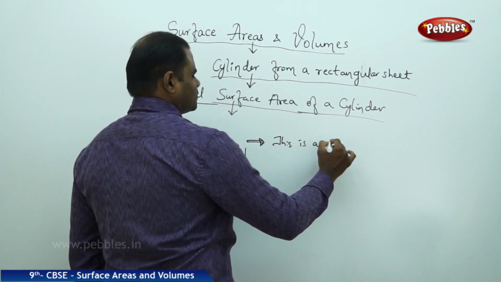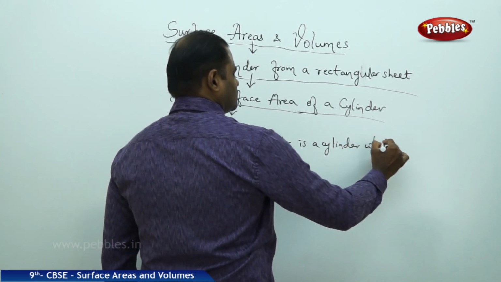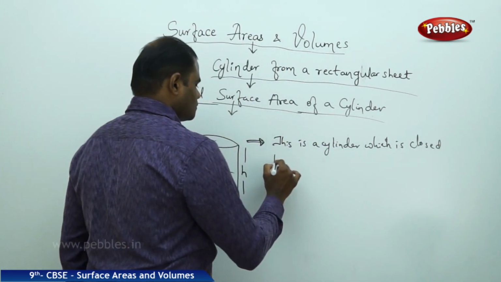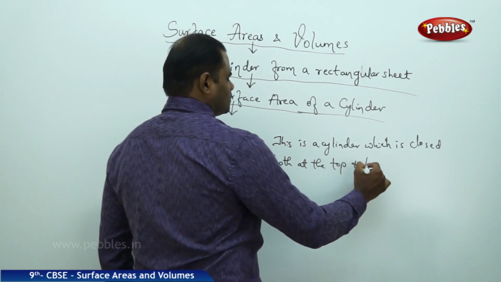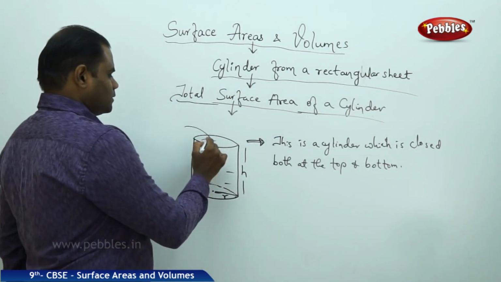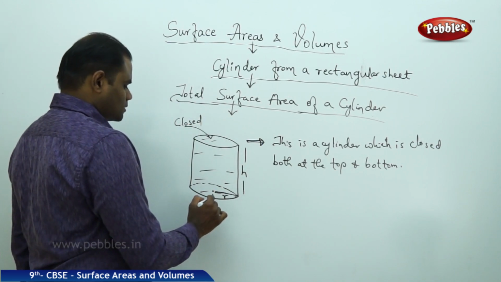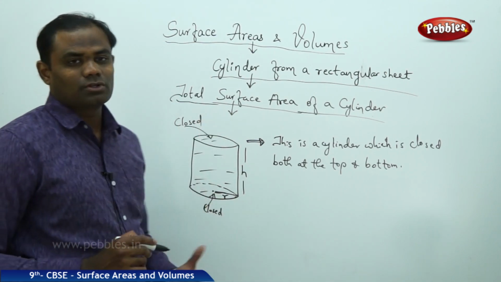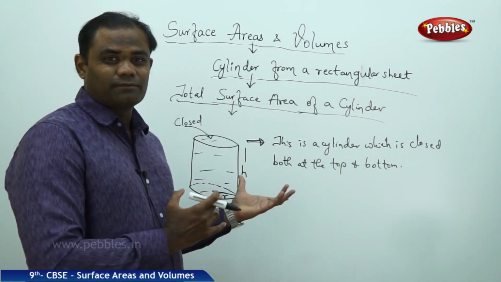This is a cylinder which is closed both at the top and bottom. So here it is closed at the top and even down the cylinder is closed. So a cylinder which is closed on the top and bottom. Let's see what the surface area of this kind of cylinder could be.